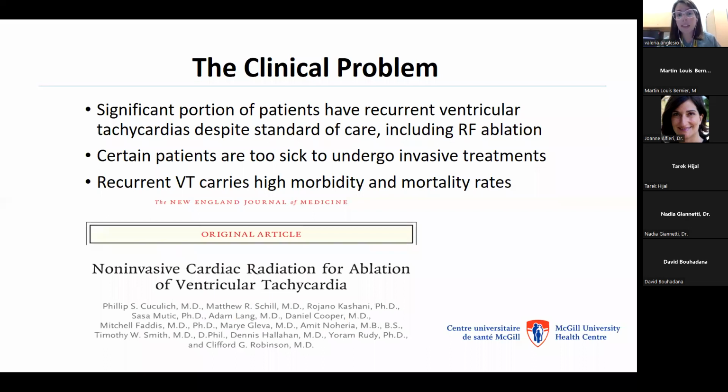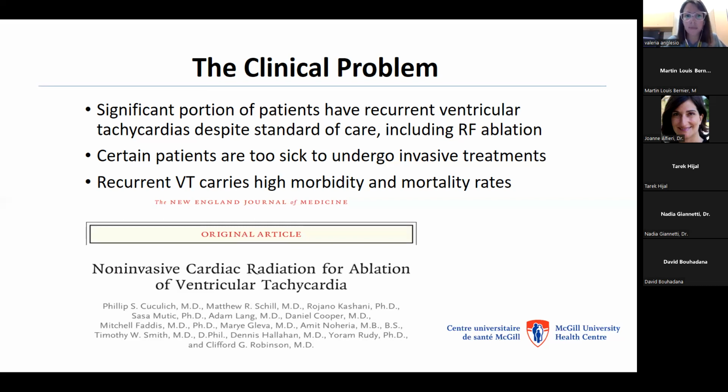The problem is that a significant number of patients have recurrent VT episodes despite all these treatments. Certain patients are too sick to undergo several invasive treatments. And as we all know, recurrent episodes of VT carry high morbidity and mortality rates. That's why we need to find alternatives to treat this type of arrhythmia, and that's where stereotactic ablation, a recent approach, aims to find a solution to this problem.